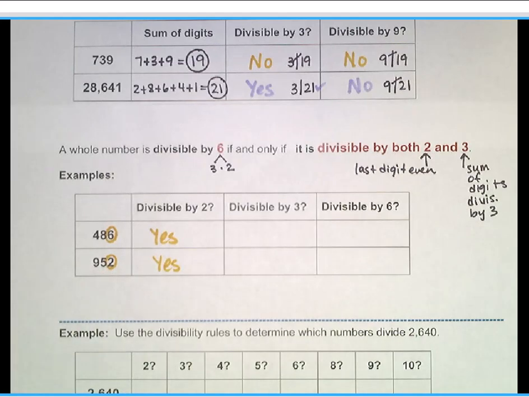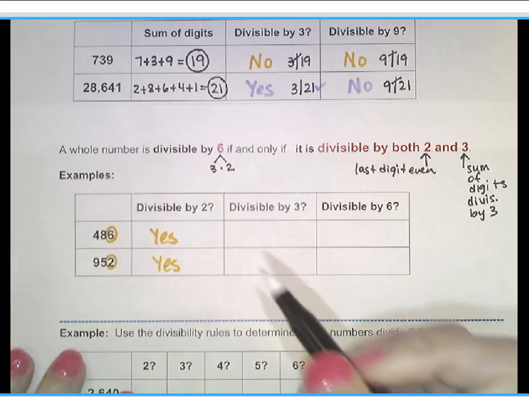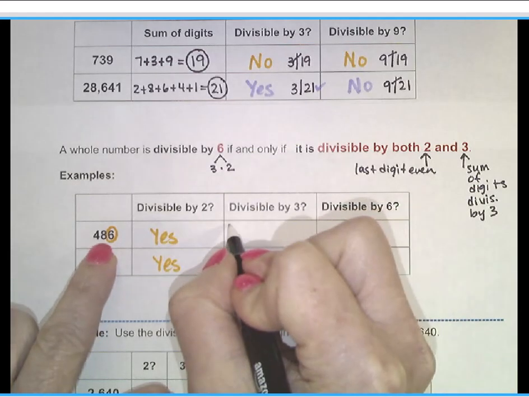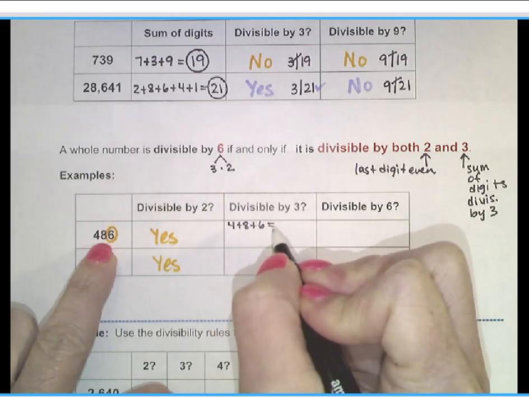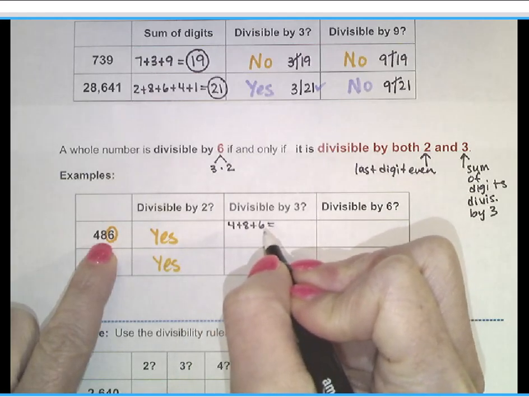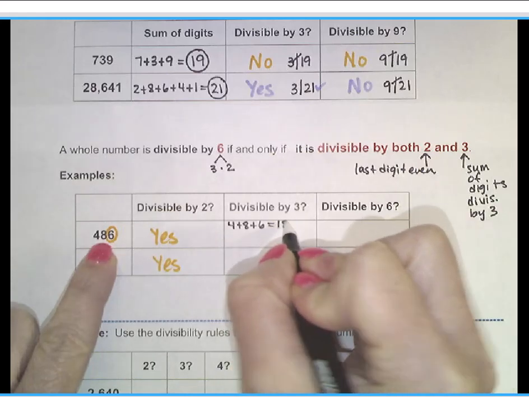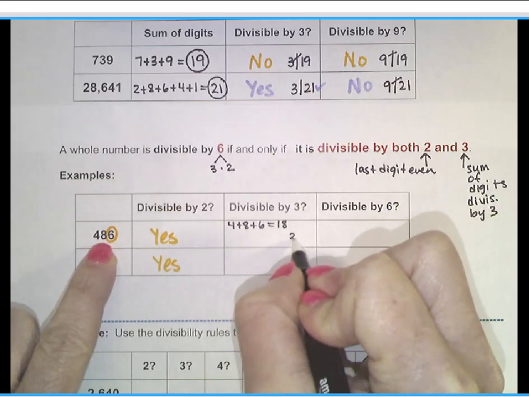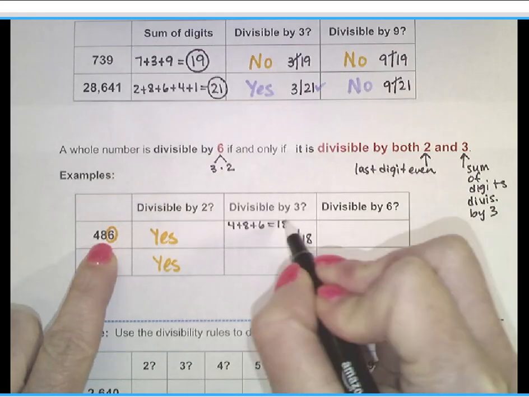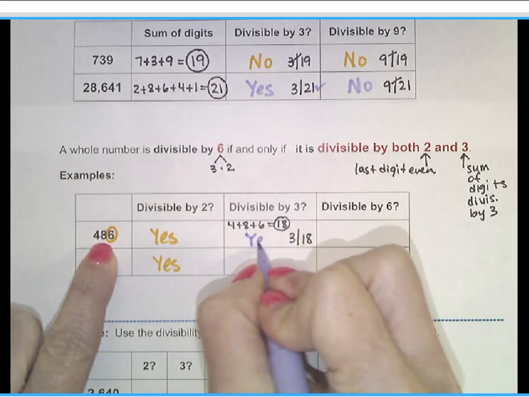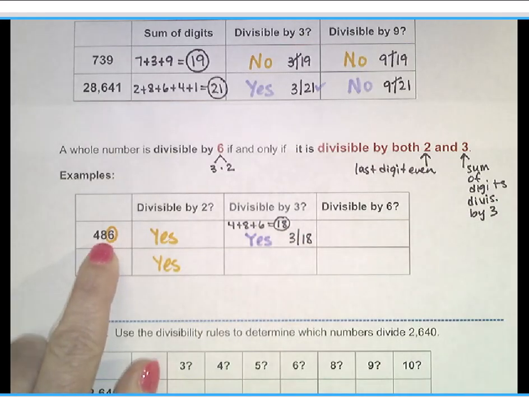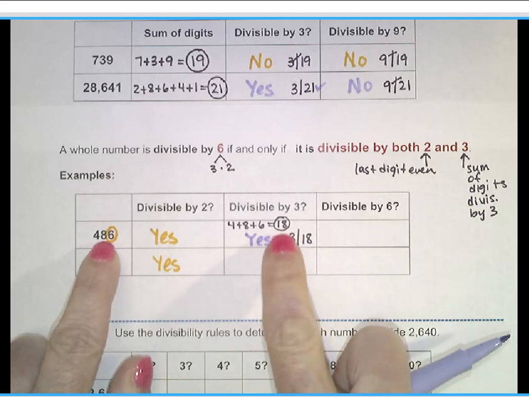All right, so for divisible by 3, we have to look at the sum of the digits. So 4 plus 8 plus 6. 4 plus 8 plus 6, that's going to be 18. Does 3 divide 18? Does it divide the sum? Yes. So that means 486 is divisible by 3. And I didn't have to divide it to know. I just know that 3 is going to divide evenly because it divides the sum evenly.